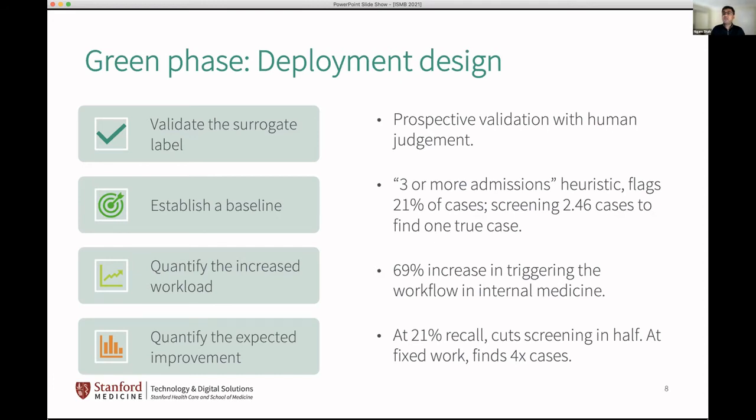If the 2.5 cases worth of chart review was sustainable, we can improve recall to about 84% and find 4 times more cases. And as you can imagine, most people went for the increased recall, given that they're already staffed for the work capacity.